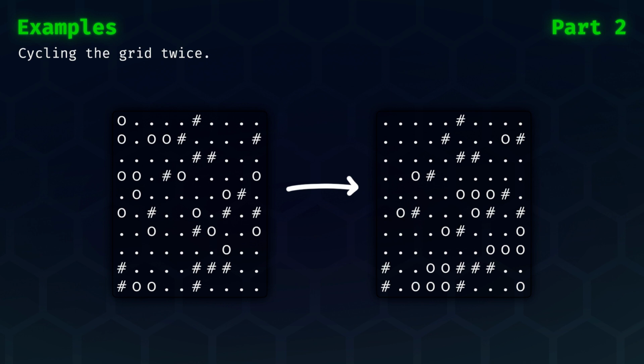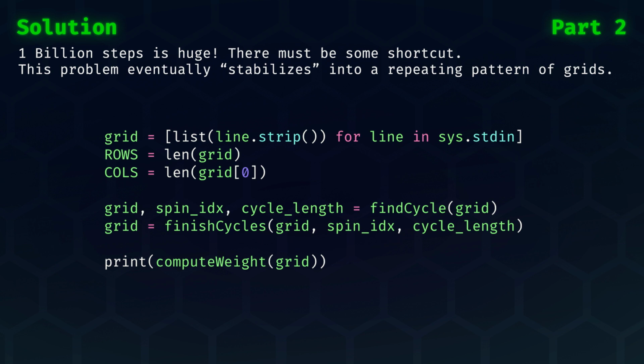Do you already see how you can do this efficiently 1 billion times? 1 billion steps or spin cycles is huge. There must be some shortcut, and luckily for us there is. This problem eventually stabilizes into a repeating pattern of grids. Thus the problem reduces to us finding this cycle.